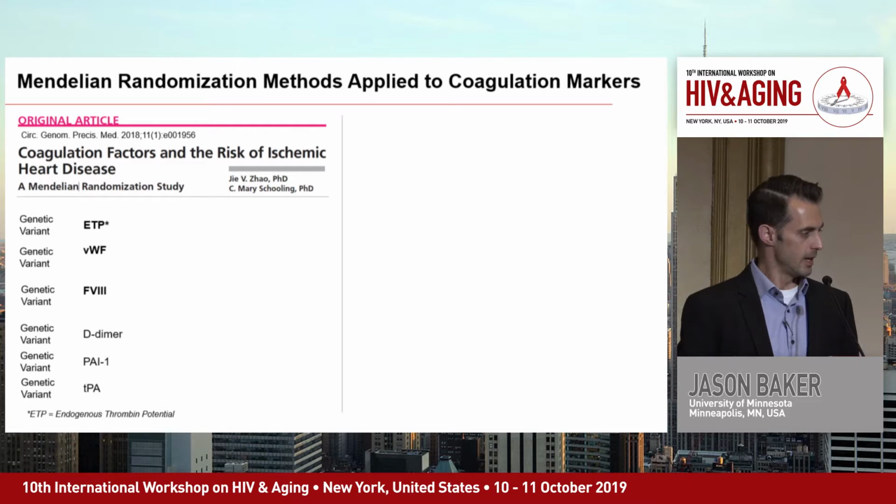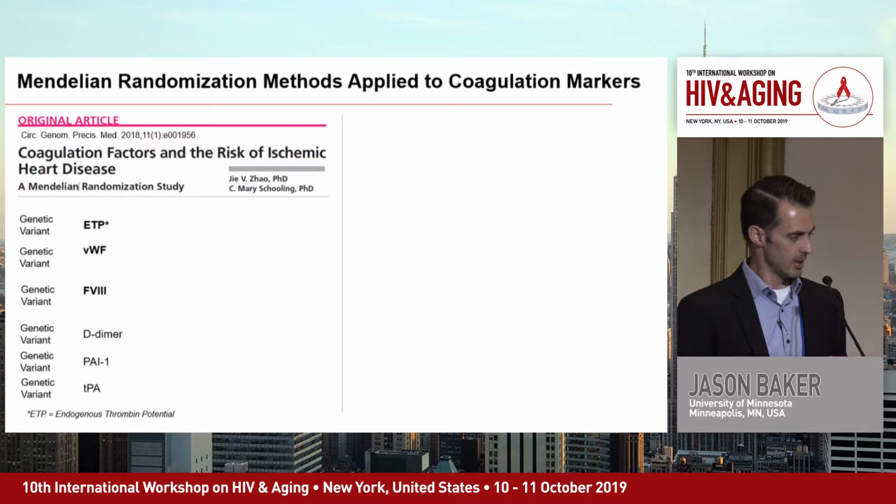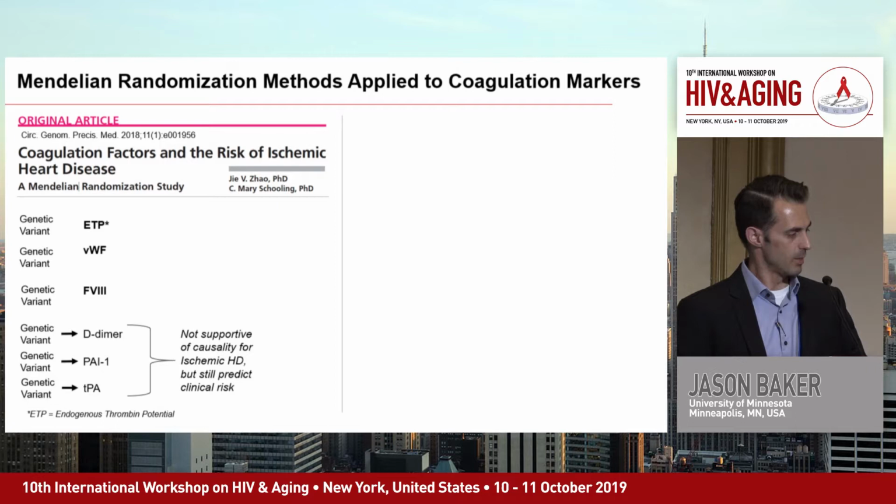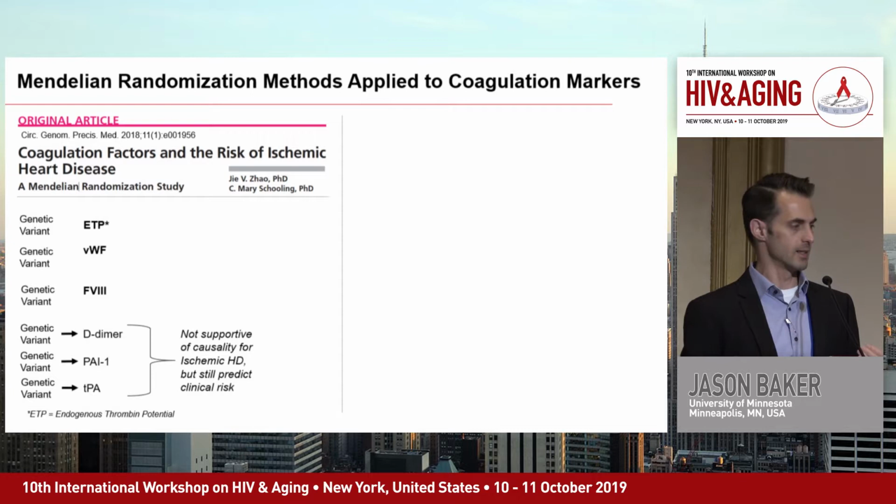And so this is one very nice study that used MR methods. These are some of the key factors that I'll point out here, which had associations with genetic variants: D-dimer, PAI-1, tPA at the bottom. Though predictive for events, they were not significant in terms of causal inference through these methods.